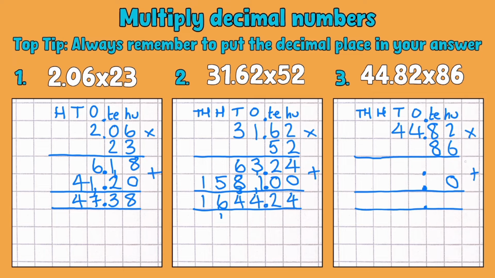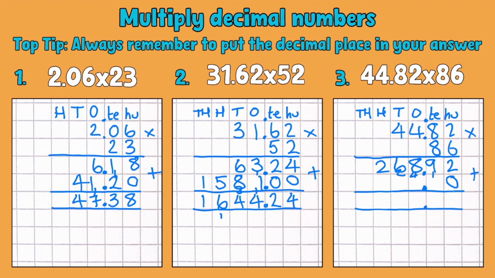Okay, so we'll start over at the ones column again here with our 86. So 2 times 6 is 12. 6 8s are 48. Add the 1 is 49. 4 6s are 24. Add the 4 is 28. 4 6s again, 24. Add the 2 is 26. Nothing else to times by, so I can write that straight in there. So 44.82 multiplied by 6 is 268.92.